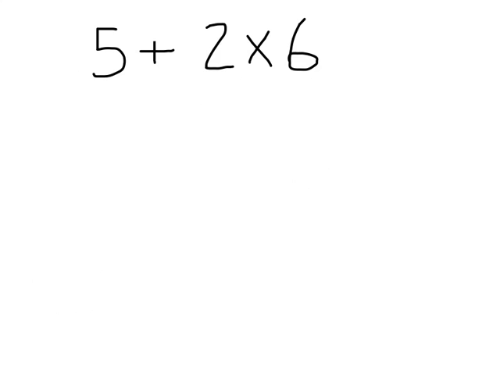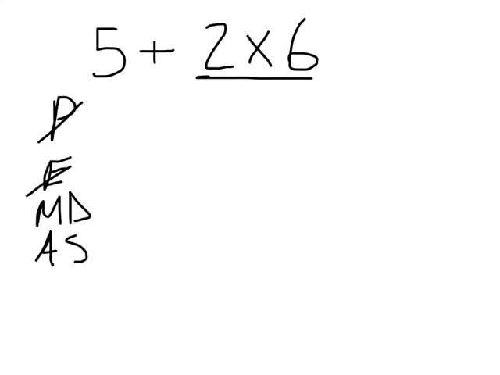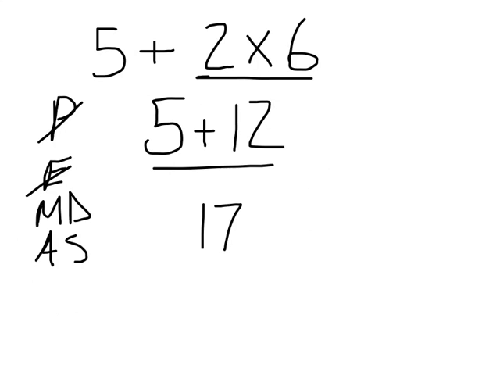See if you can solve this problem on your own. What's 5 plus 2 times 6? Well, I have no parentheses, I have no exponents, but I do have multiplication. So that would give me 5 plus 2 times 6 is 12. When I add those together, I get 17.